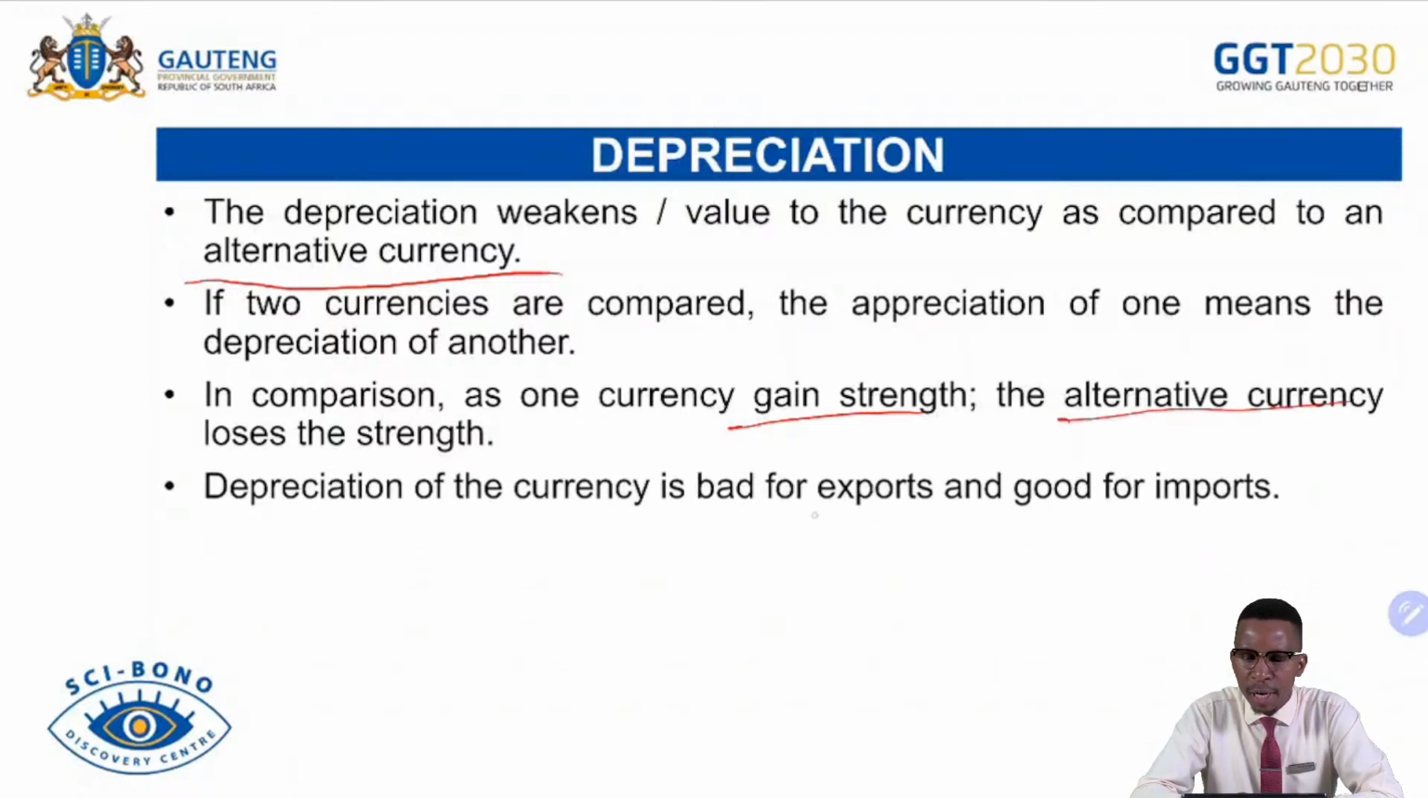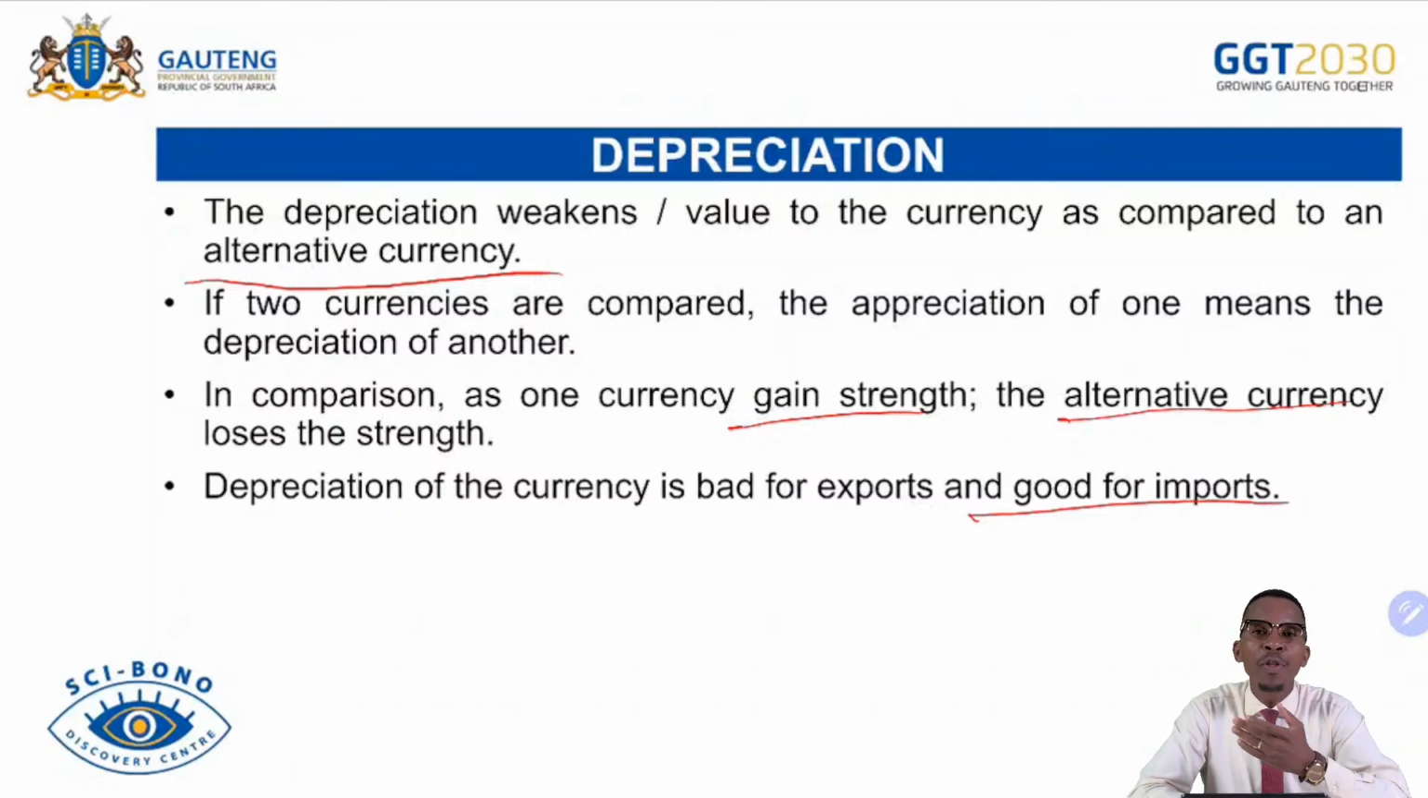Depreciation of the currency is bad for export and good for import. Let's check. We say depreciation is bad for exports. Why? Our exports become less competitive abroad because they become relatively cheap. Remember, what's the problem here? If our exports are becoming relatively cheap, it can happen that the cost of production was relatively high in South Africa to produce those goods to be exported.